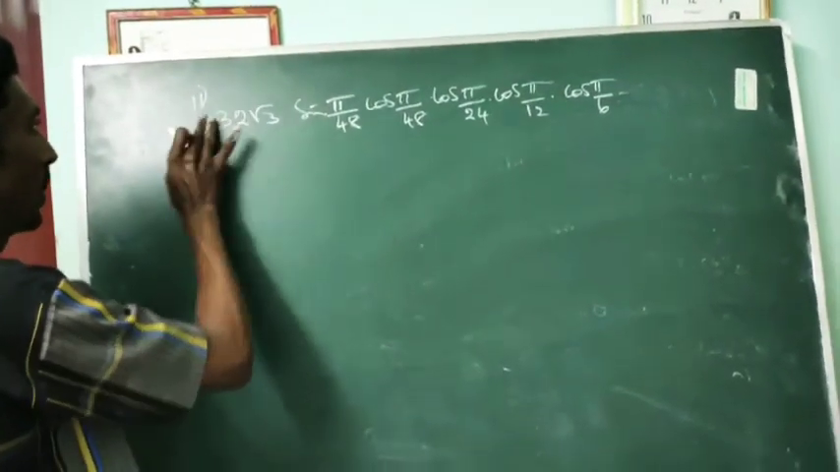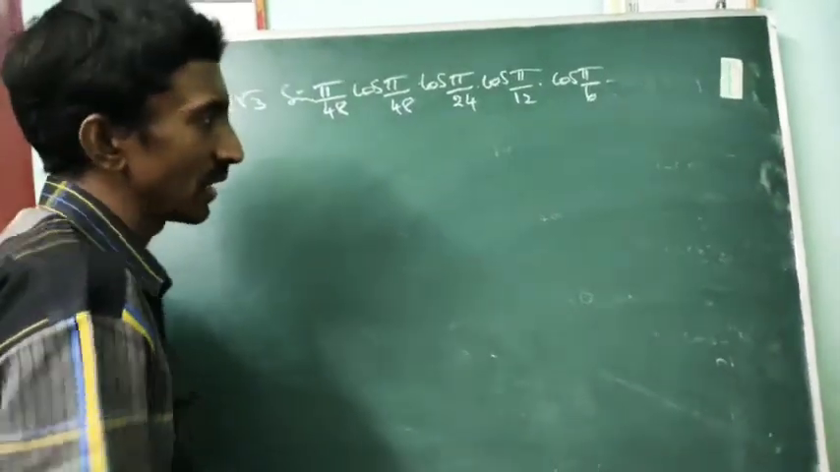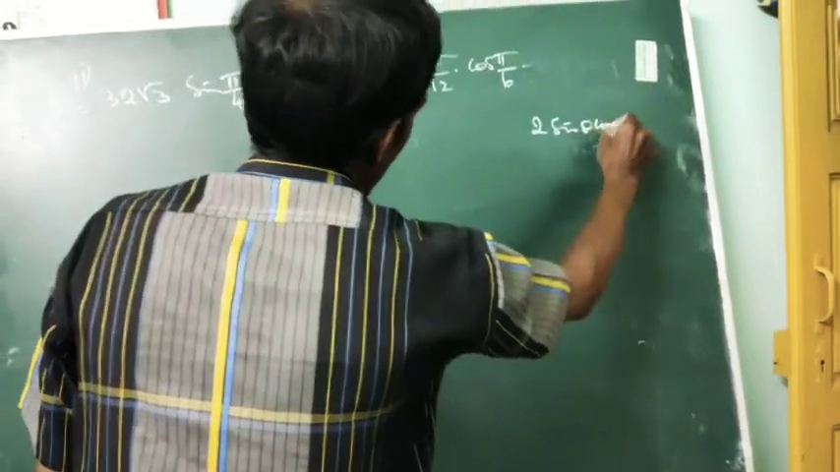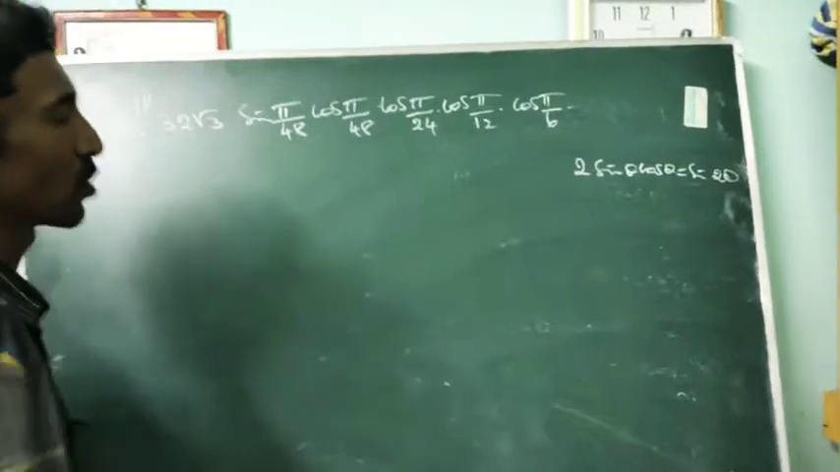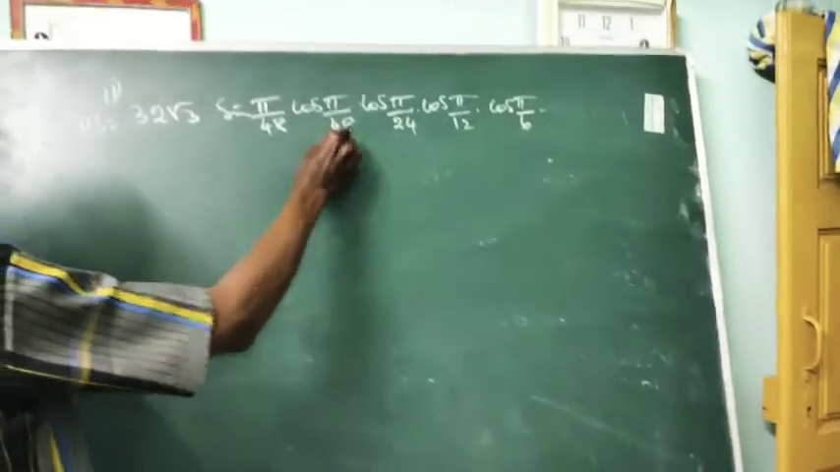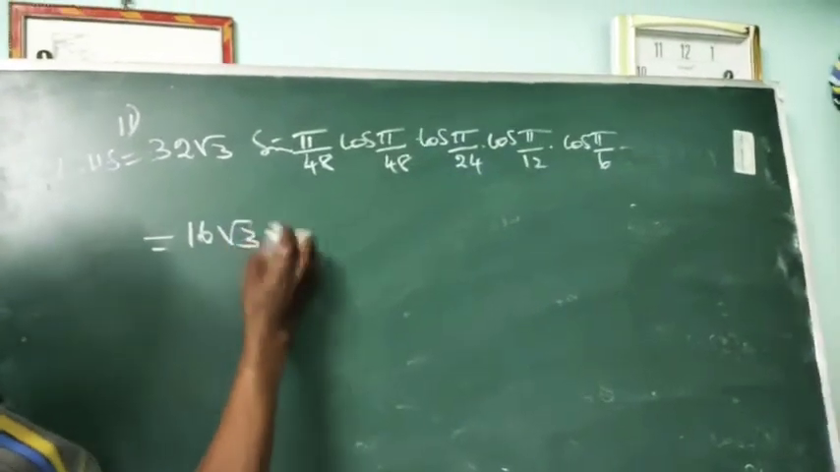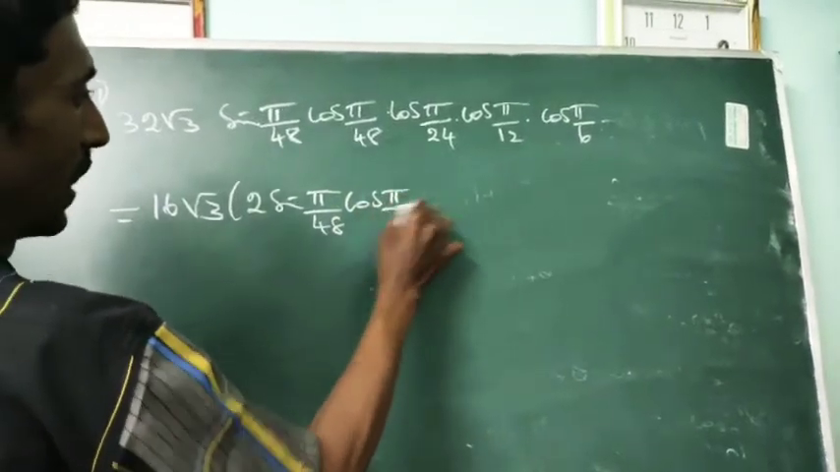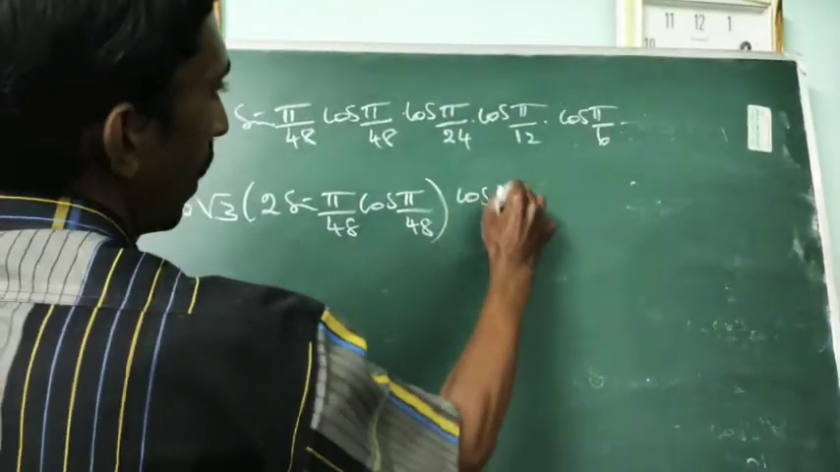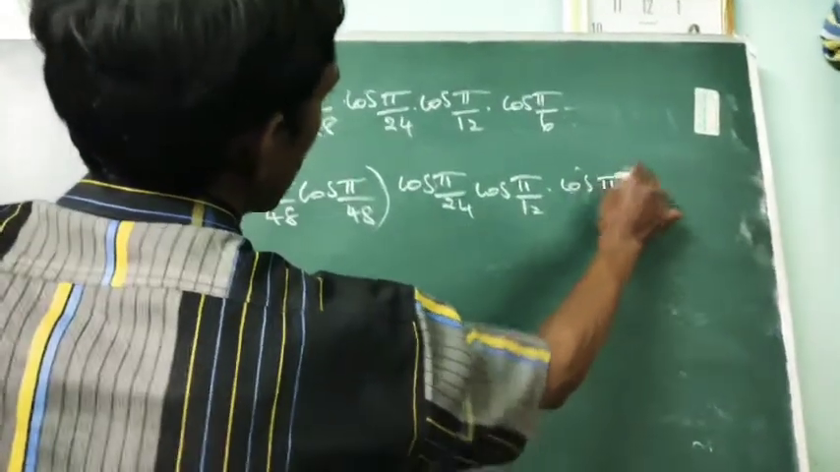So again, my dear student, the formula we are going to use is the same: 2 sin theta cos theta equal to sin 2 theta. We are going to use the same identity in this sum also. So look here. Sin theta cos theta, we need 2. So take 2 from the 32, remaining 16. So 2 sin pi by 48 cos pi by 48 into the remaining the same, cos pi by 24, cos pi by 12 into cos pi by 6.